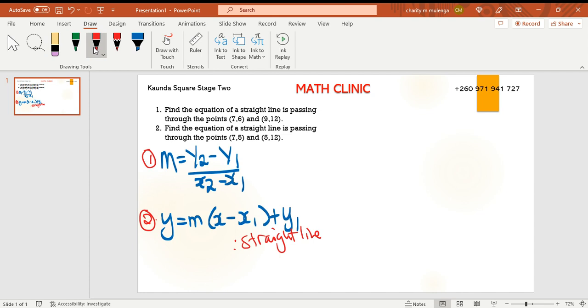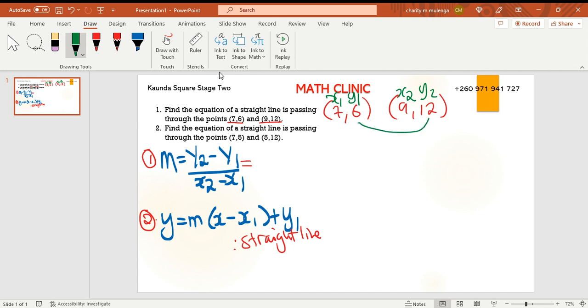In the previous video, we learned how to find the gradient if you're given coordinates. So using that formula, let us identify our coordinates: (7, 6) and (9, 12). The first value is x, the second value is y, so x1, y1, x2, y2. Using this formula, y2 minus y1 is 12 minus 6, over x2, which is 9, minus x1, which is 7.